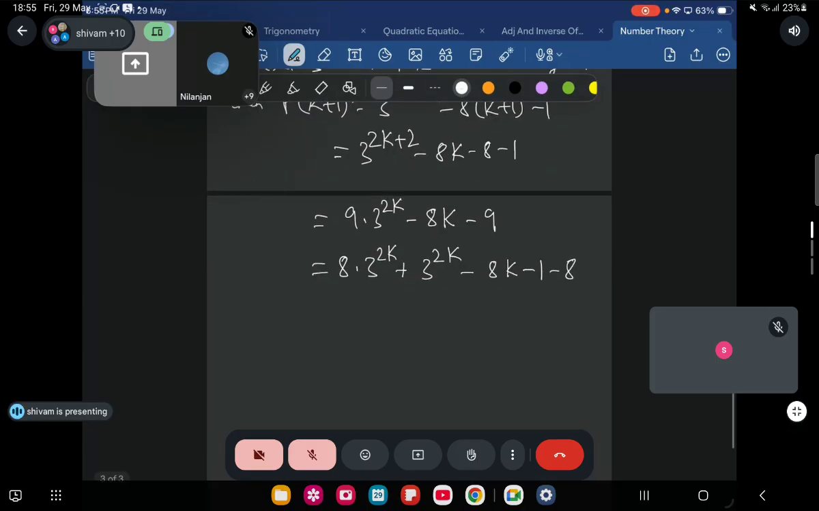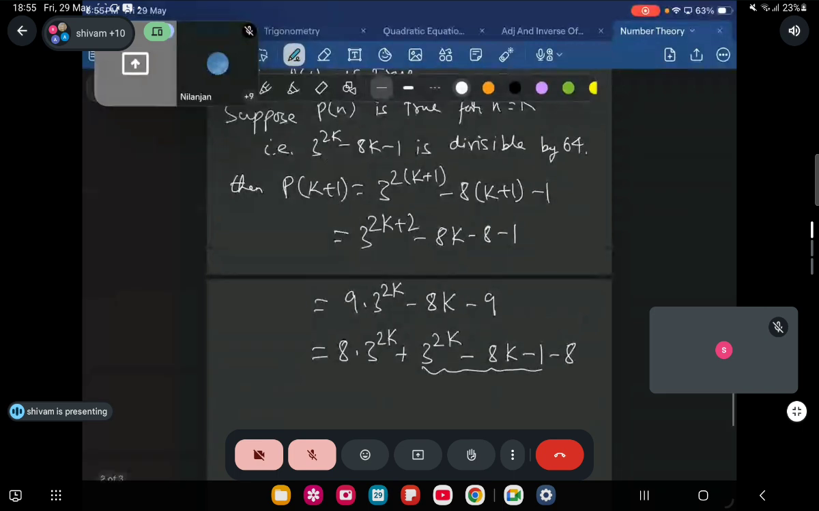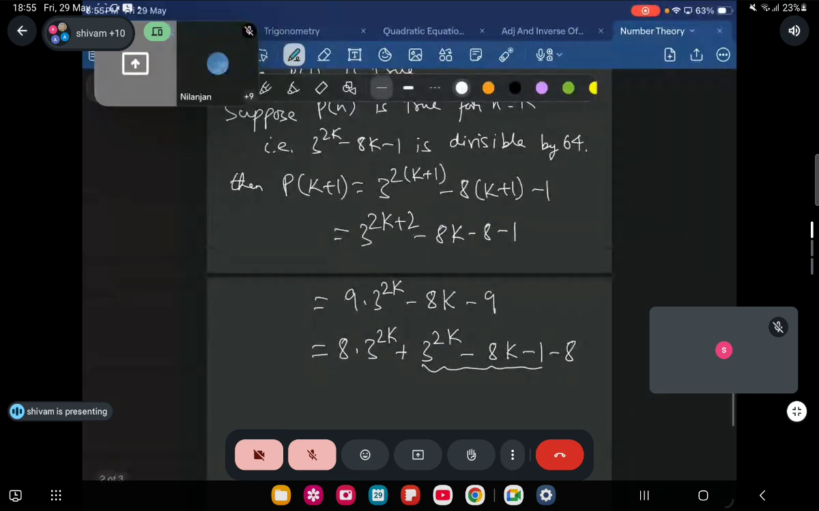Okay, now you see 3 to the power 2k minus 8k minus 1. This is divisible by 64, right, everyone? This we have already taken. 3 to the power 2k minus 8k minus 1. This is divisible by 64.